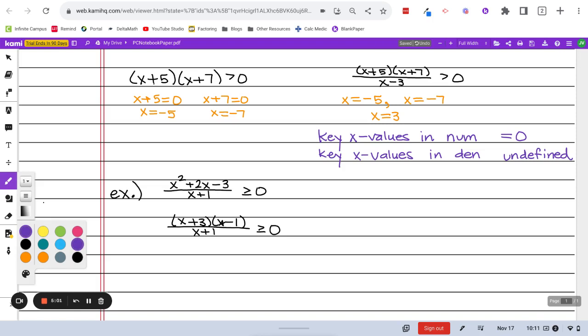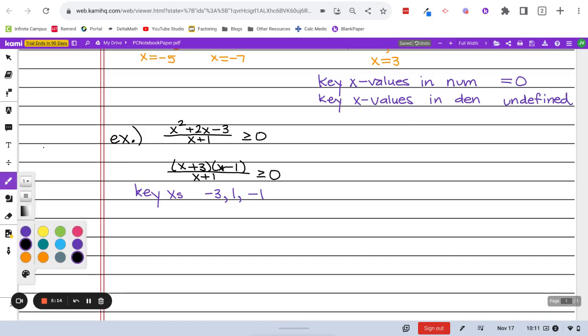Which means my key x values, my key x's, are -3, +1, and -1. So if I draw my sign chart with those key x's in there, right, always working sign chart, same as a number line, where the lowest numbers are on the left. This would be -infinity out here. This would be +infinity. I don't know that we need that, but you got it. So the key x's are -3, +1, and -1.